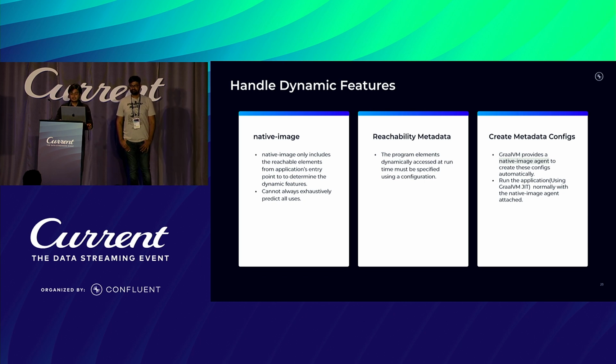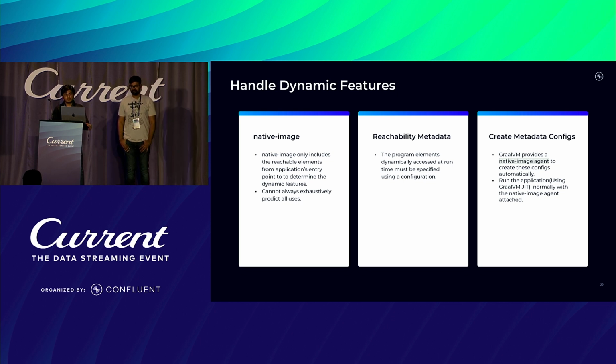Cool. But for large applications like Kafka, manually listing all these dynamic resources is very challenging. To simplify this, GraalVM offers a tool called Native Agent, which automatically generates the configurations for us. We just have to run the Kafka application with GraalVM JIT and Native Agent attached, and it will capture all the dynamic metadata while the application runs, covering all the touched code paths.